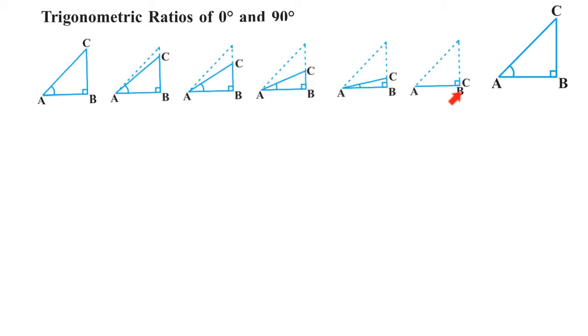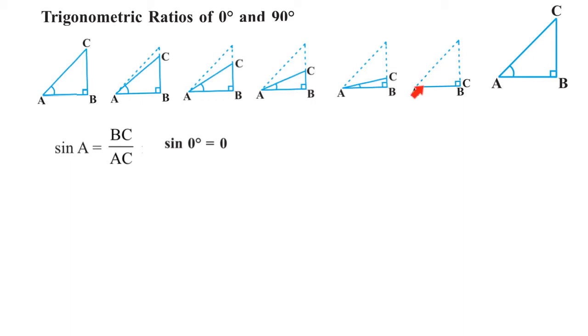So now we can figure out what sine of angle A is. Sine is nothing but opposite over the hypotenuse, BC over AC. But when angle A is 0, BC is 0. So sine is 0 over AC, and 0 divided by anything is 0. So sine 0 degrees is equal to 0. Can you guess what cosine 0 degrees is going to be?